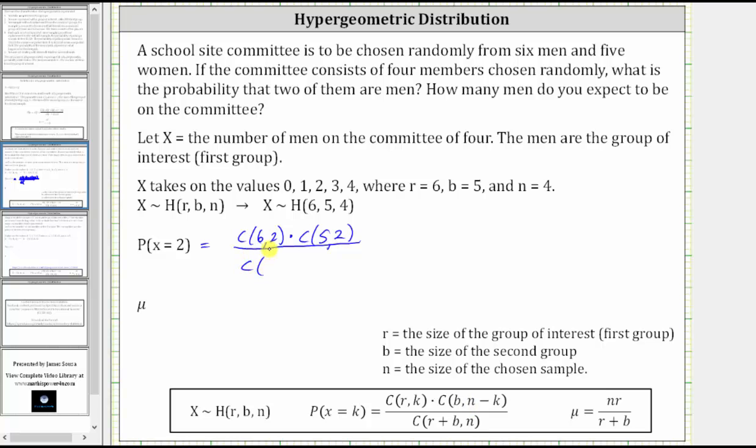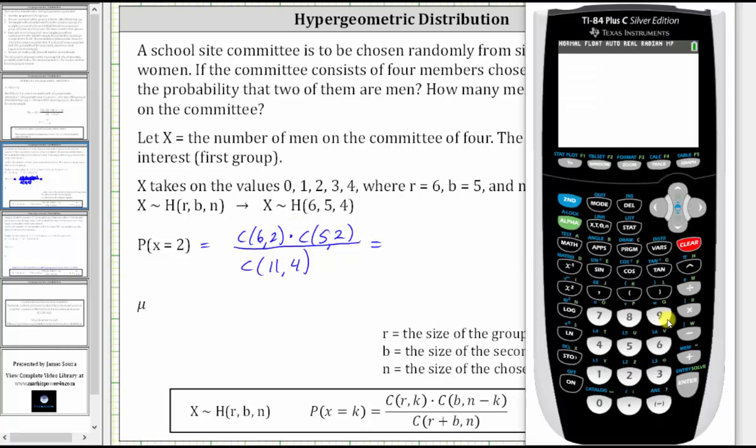Well, r plus b is 6 plus 5, the number of men plus number of women, which gives us 11. And n is 4, which gives us 11 choose 4. 11 choose 4 is the number of ways we can choose committees of 4 from 11 people. And now to evaluate this on the TI-84.